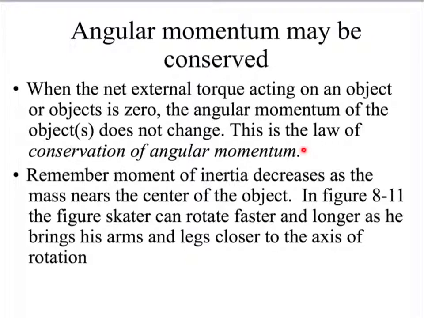Well, this is also true for angular momentum. And figure 8.11 in your textbook shows a figure skater. If any of you have watched the Olympics or any figure skating, when skaters jump into the air and twist, they pull their arms and legs closer to their axis of rotation. This allows them to spin faster and longer and get more spins into one jump because they're conserving their angular momentum.